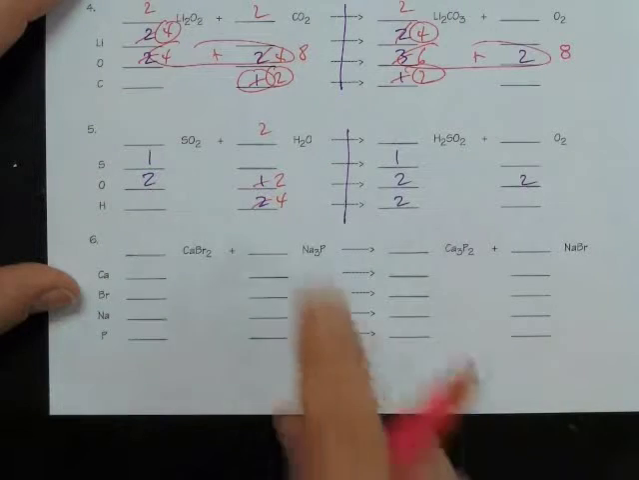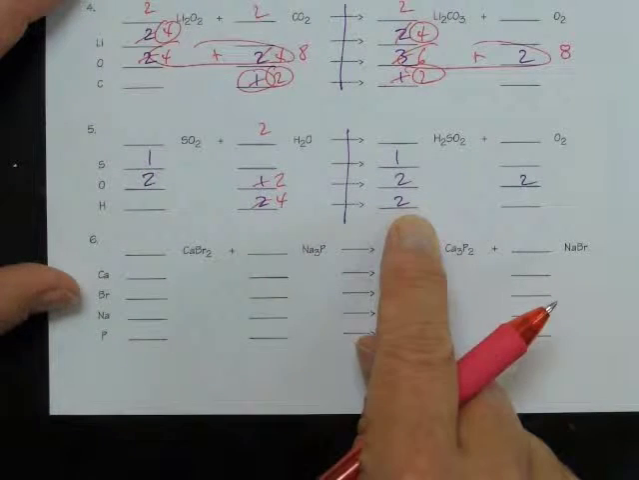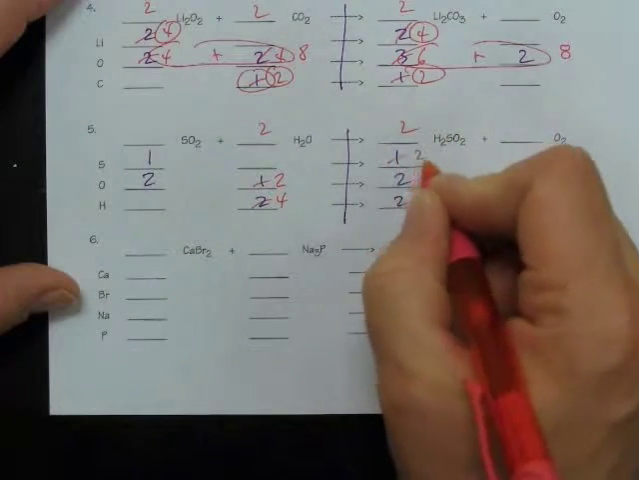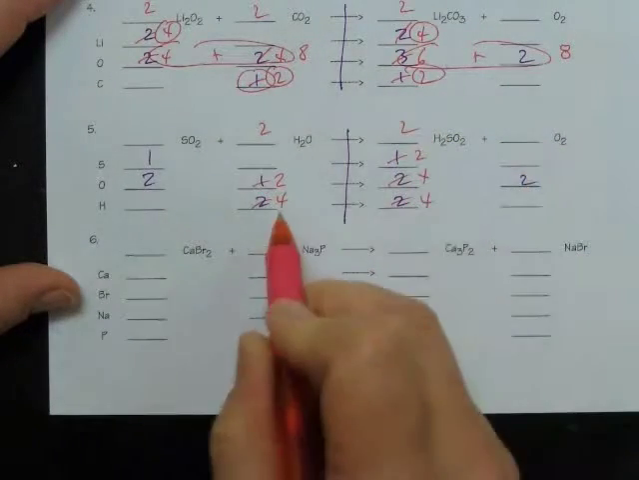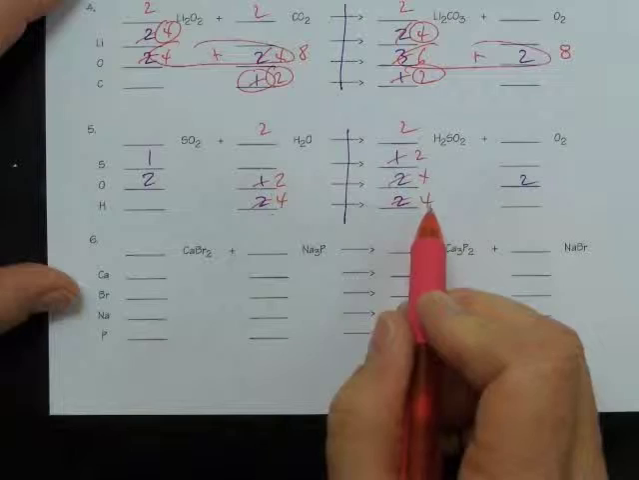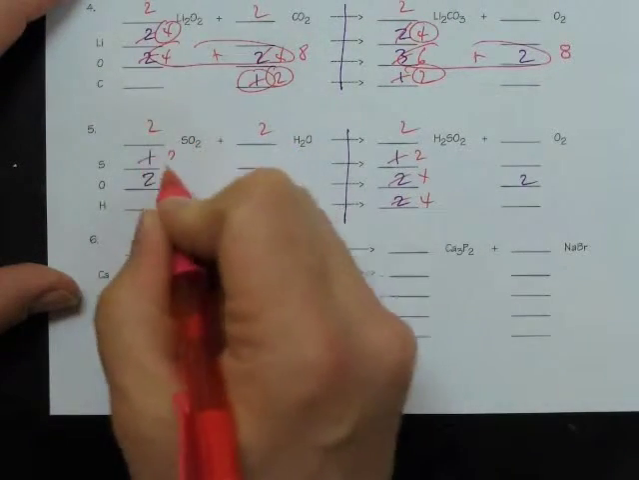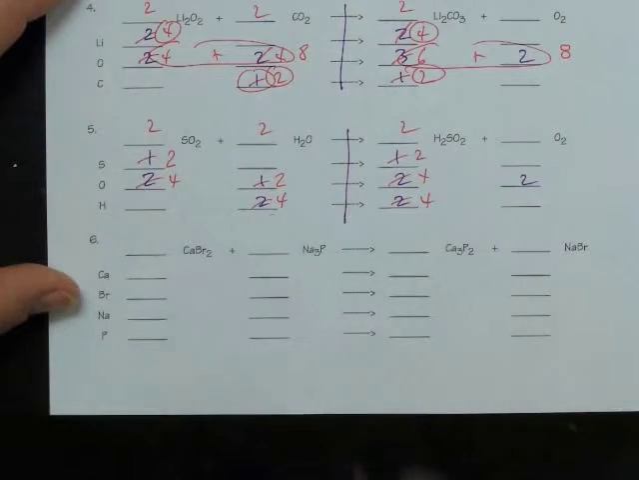Okay, so now this 4 doesn't balance that 2. So we'll double this. Now the 4 is balanced, but this 2 doesn't balance that 1. So we'll fix that and see where that leaves us.